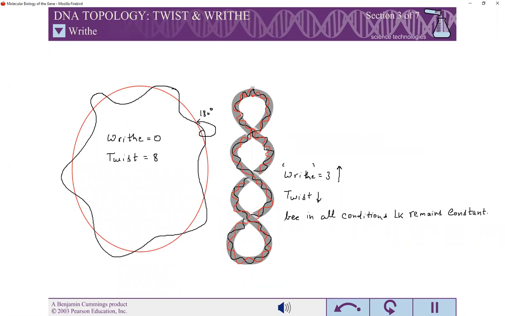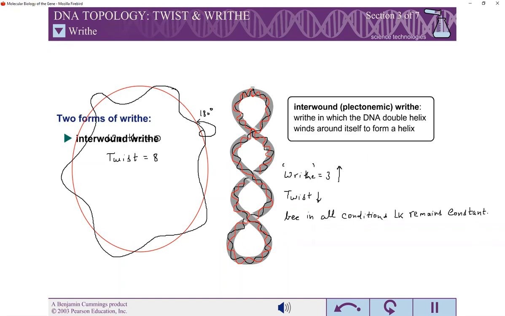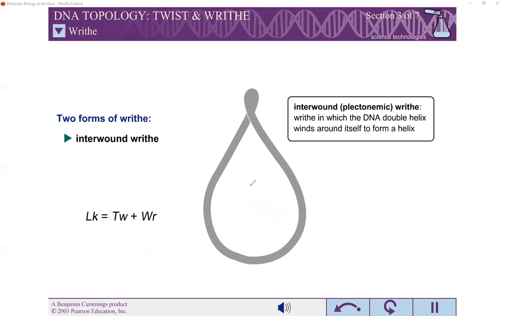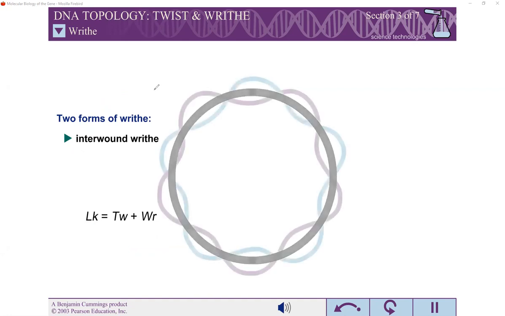Writhe can take two forms. One form is interwound or plectonemic writhe. In interwound writhe, the DNA is wound around itself, forming a helix. Most CCC DNA molecules exhibit interwound writhe.